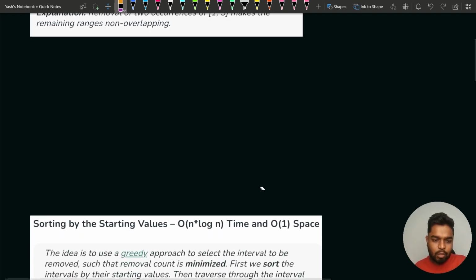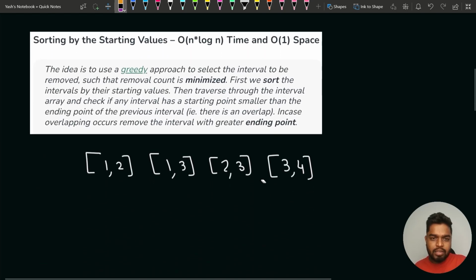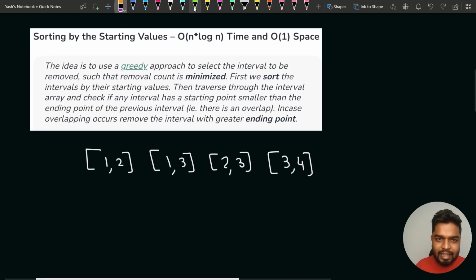Okay, so let's see what we can do here. If you sort the intervals according to the starting time greedily, then this will help you to minimize the count of the overlapping intervals. Now how will this happen? First we can sort the intervals by their starting values. Then you can traverse the intervals, and then you can do what?